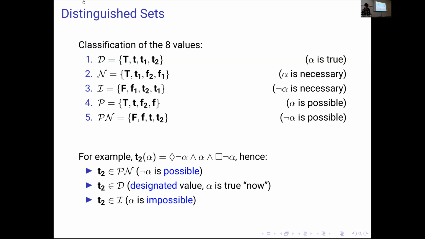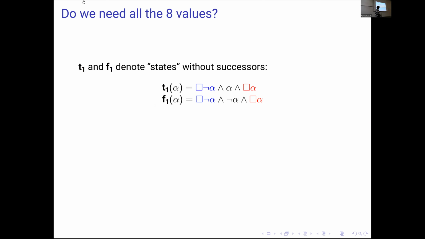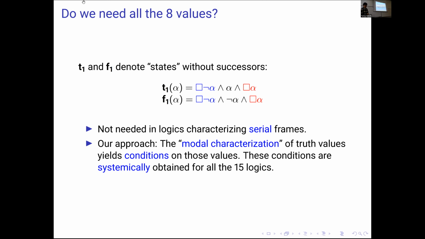And then the question is, do we need all these values for all these logics? There are 2 values, T1 and F1, in which we have box alpha and box not alpha. So alpha is impossible, but it's also necessarily the case. And this can happen only if you have a state with no successor states, right? So in every single logic in which we have seriality, so we have a successor state, we don't need those values, and we can prove that they are irrelevant there. But this is just a little example for one particular problem.